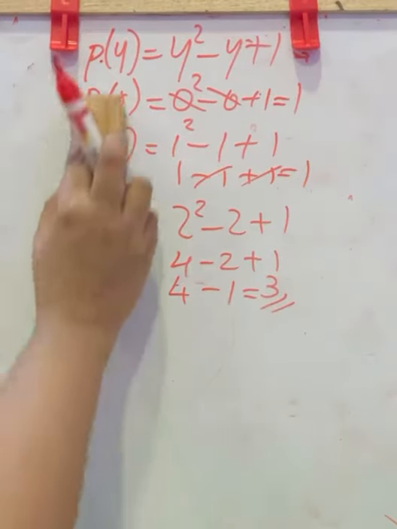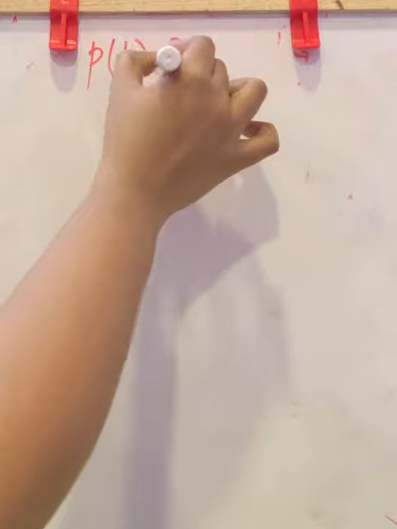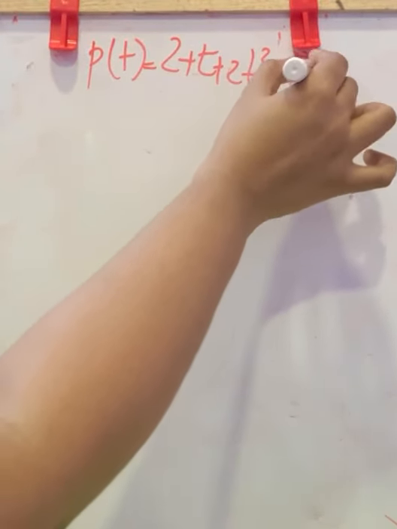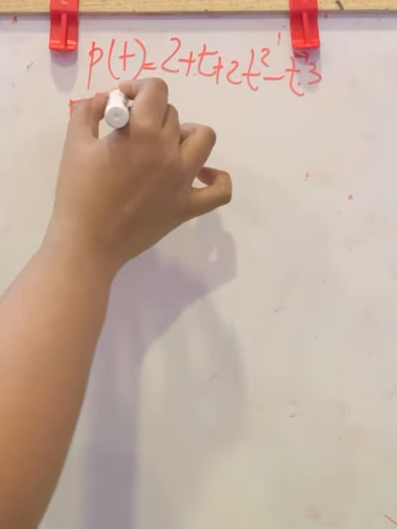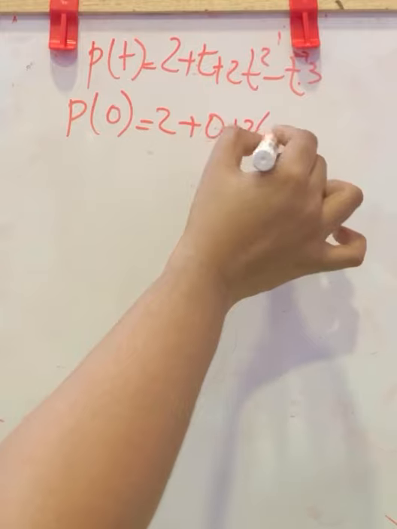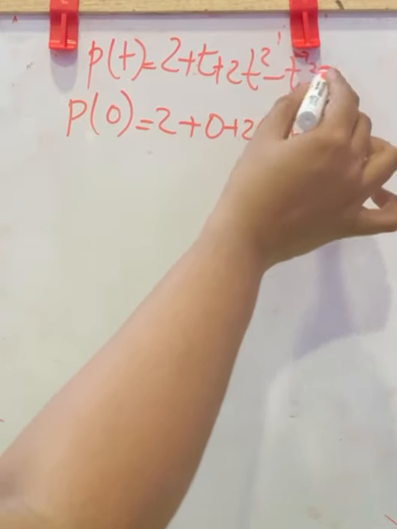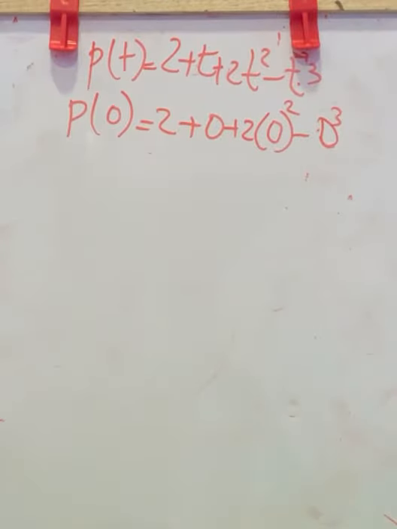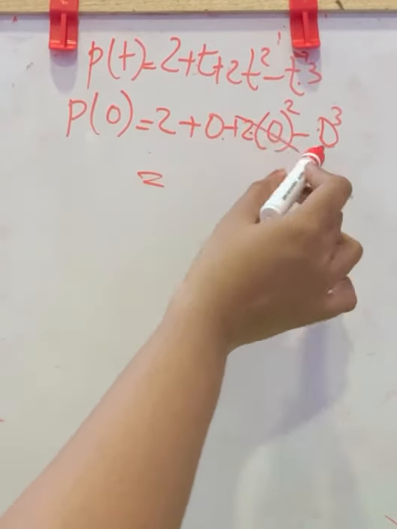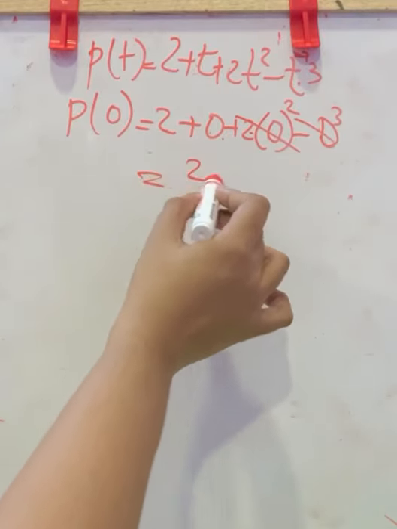Now next polynomial. P of t equal to 2 plus t plus 2t square minus t cube. We want to find P of 0 first. 2 plus 0 plus 2 into 0 square. Substitute all t as 0. So t cube becomes 0 cube. Now this is 2 plus 0. Here 2 into 0 is cancelled. Here 0 cube is also cancelled. So 2 plus 0 is 2.